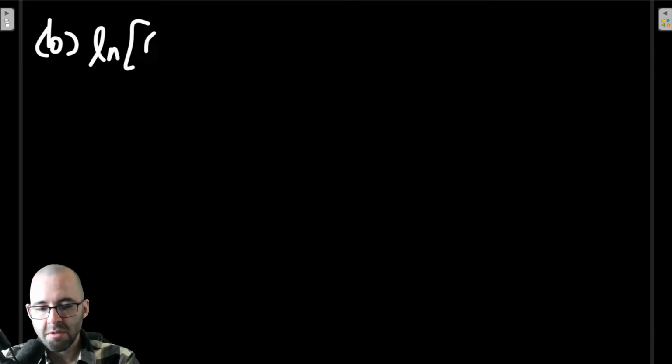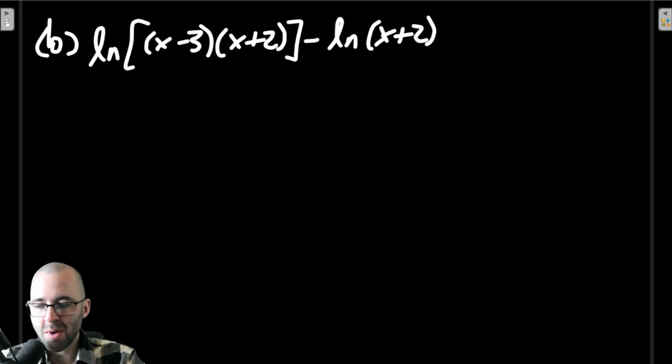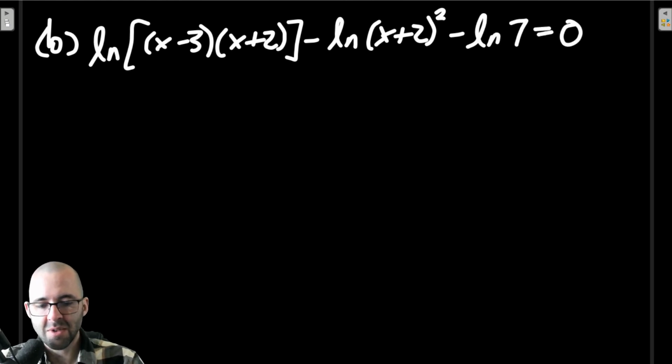The natural log of x minus 3 times x plus 2 minus the natural log of x plus 2 squared, maybe? A little messy in my notes. Minus the natural log of 7 equals 0. Goodness, why did I choose this problem? Sometimes things are not so nice. So let's get everything with an x on the left, everything without an x on the right.